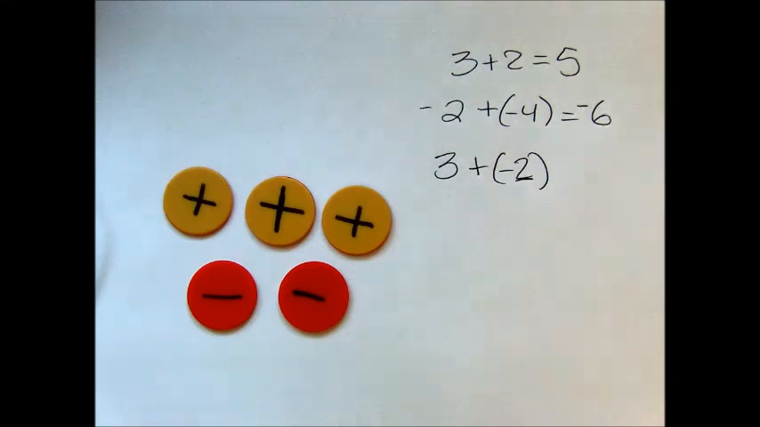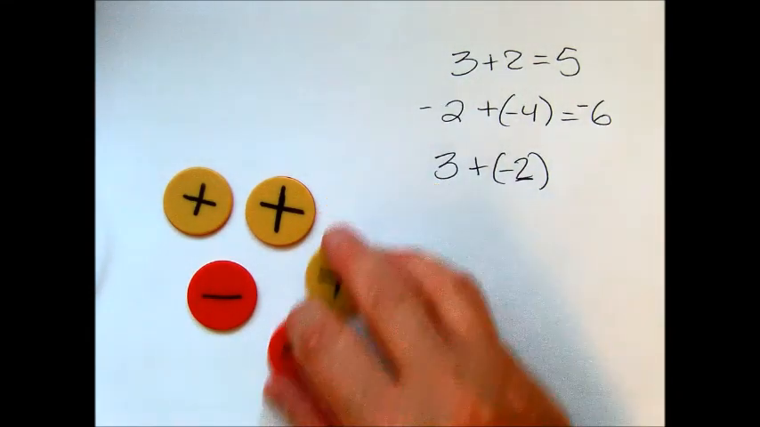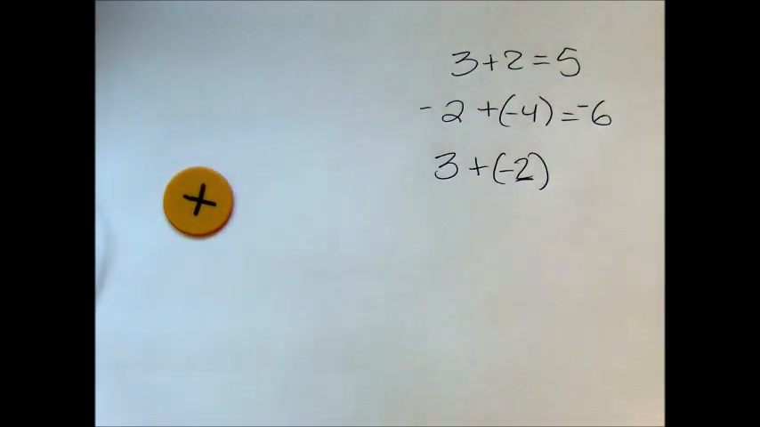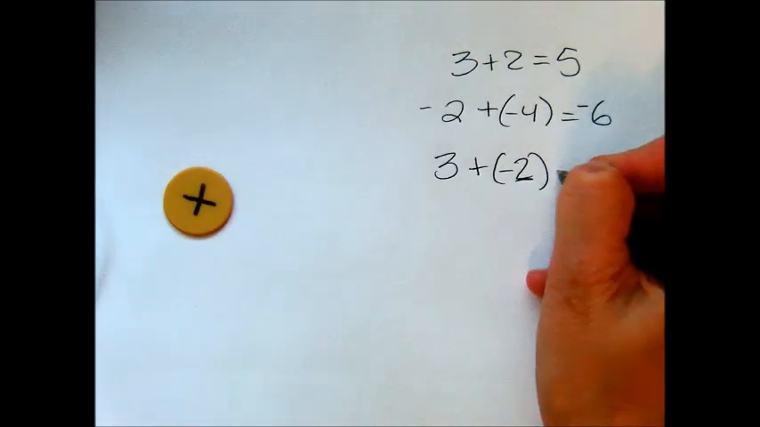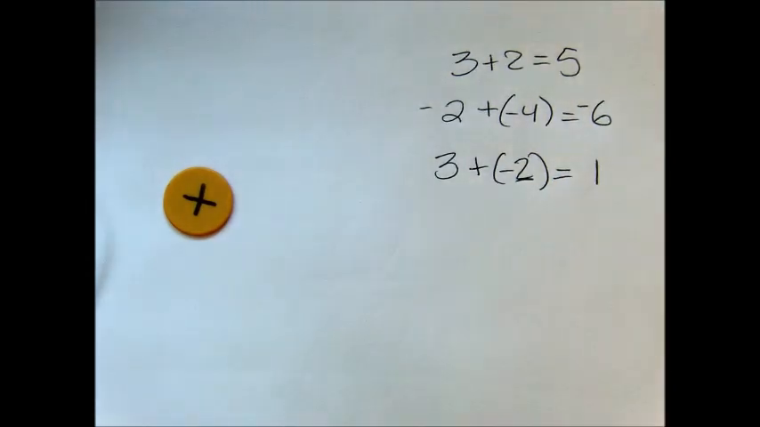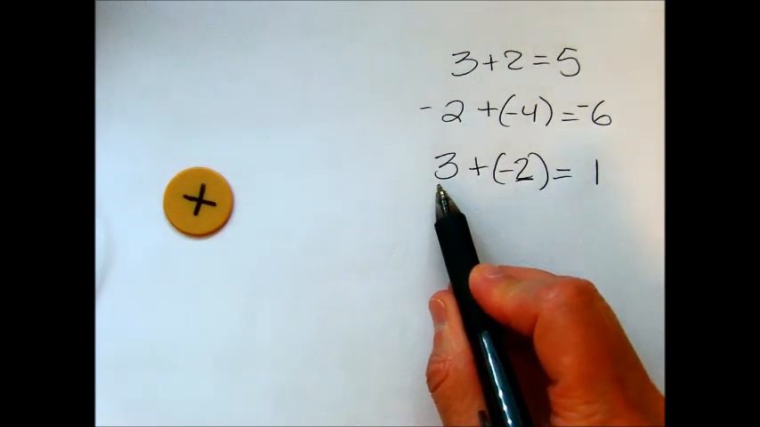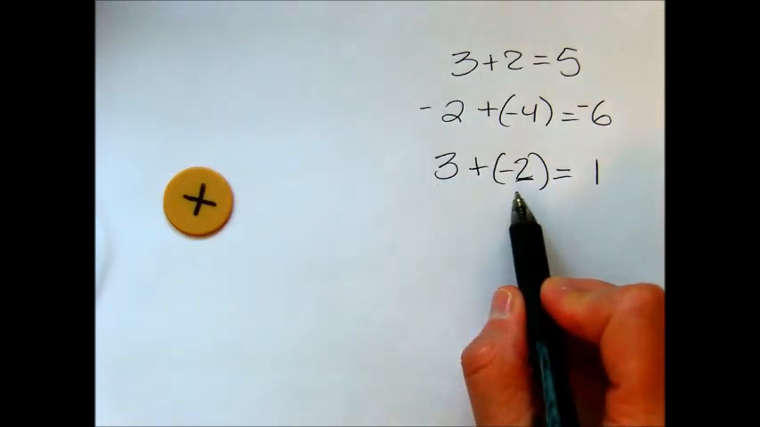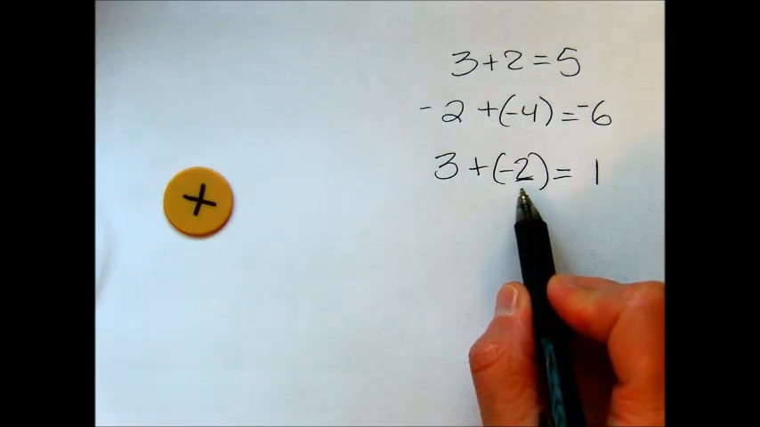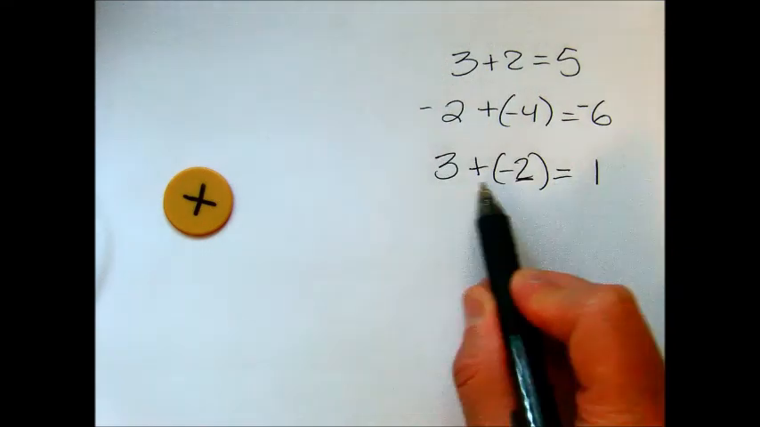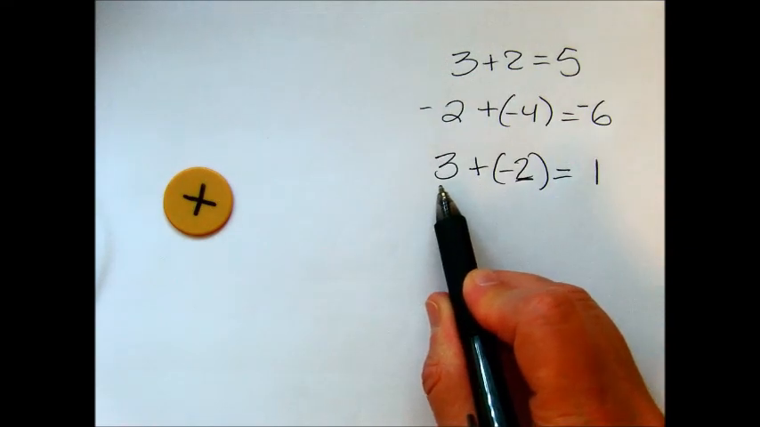Now remember, we talked about zero pairs. A positive paired with a negative is going to cancel it. So I'm just going to move away the zero pairs. Okay, and what's left is my result, a positive 1. And remember, when you have a positive and you're adding a negative, you're not really adding those numbers, you're subtracting, and the answer is going to take the sign of the larger number. So we had more positives, that's why our answer is going to be a positive.